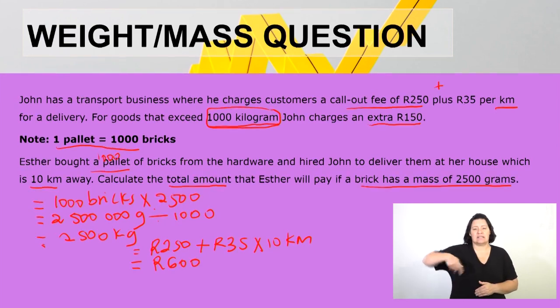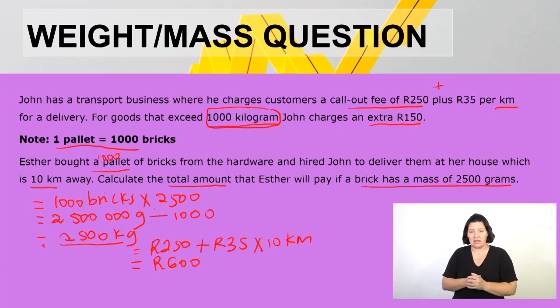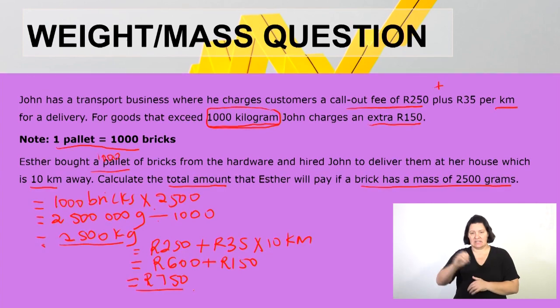We do not end there because the bricks that John is going to deliver have a mass that exceeds 1,000 kilograms. So in this amount, John will charge Esther an extra amount of 150. So 600 plus 150 gives us an amount of 750. So that's how much she will pay. I'm sure you have enjoyed this question.